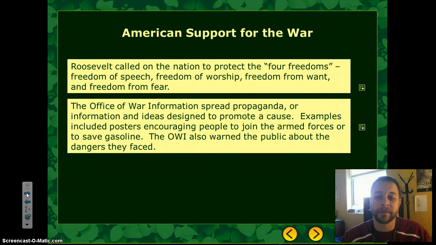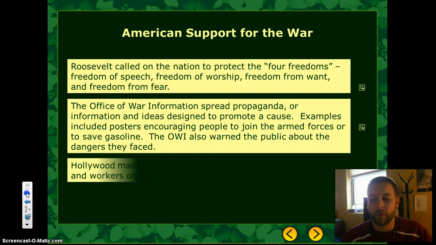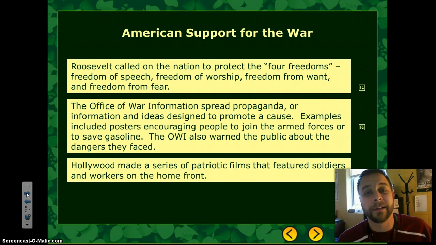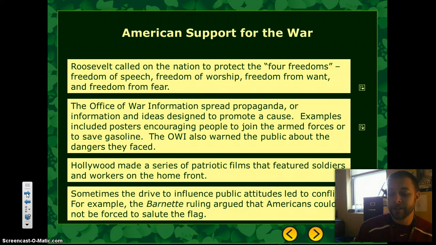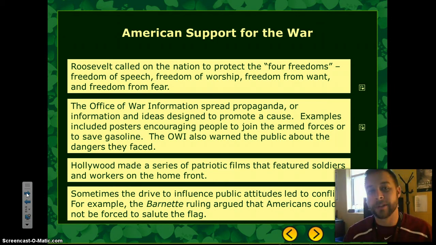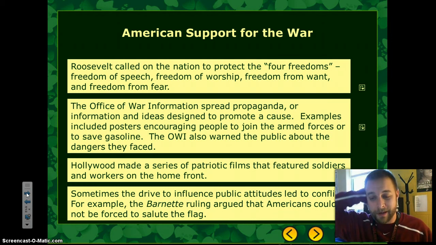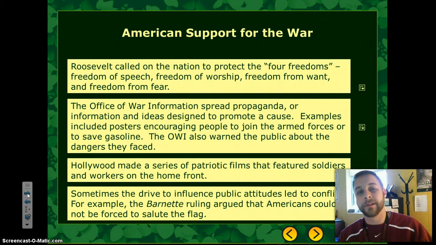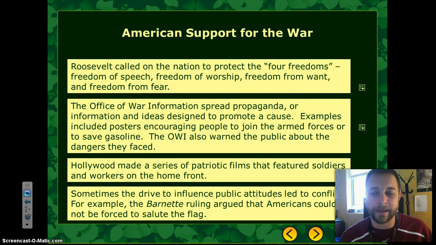It was a very important aspect of the government efforts of the war. Hollywood jumped right in as well and helped, and they made all these patriotic war movies that have become American classics today. And finally, this does lead to conflict. You had rulings trying to force people to support the American flag, but even the Supreme Court said no, you can't do that because there's religious exemptions and things of that nature.